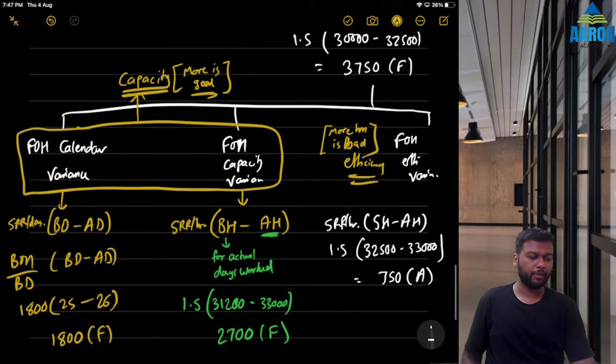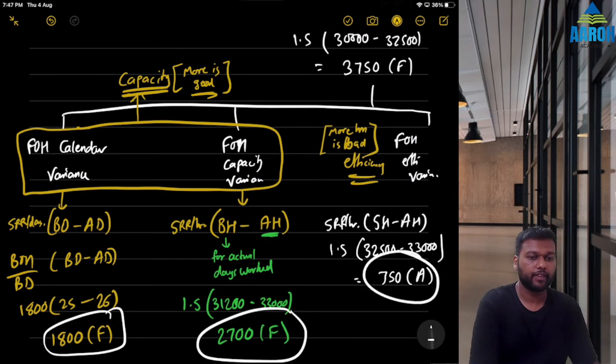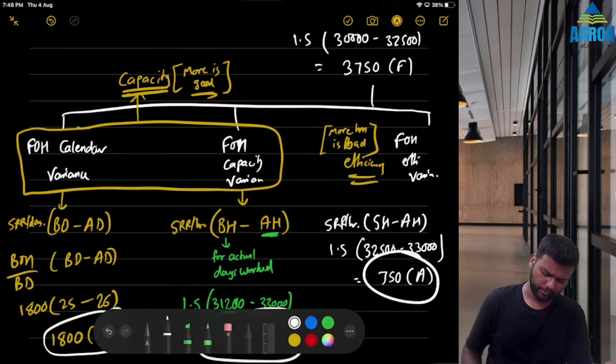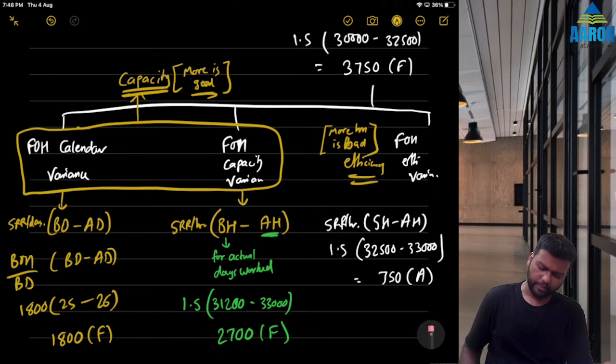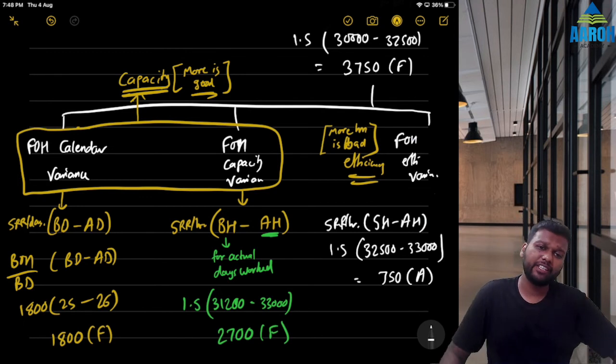Check if totals are matching. Favorable plus favorable minus adverse. Check. 1800 plus 2700 minus 750. 3750 favorable. Correct. Right. That's it. So this was fixed overhead variances. Like I said, a very complicated but very interesting concept. Once you learn it, in exam it is very scoring.